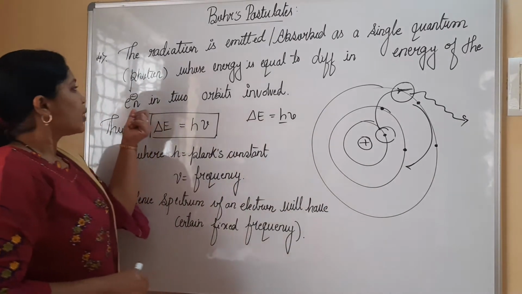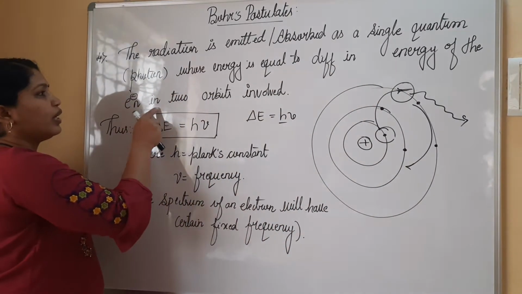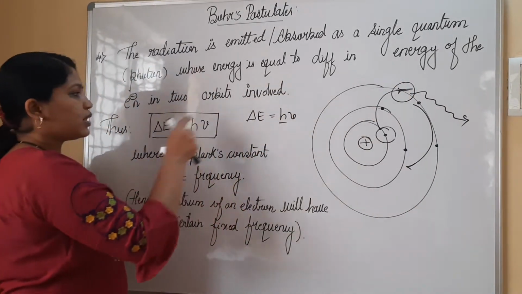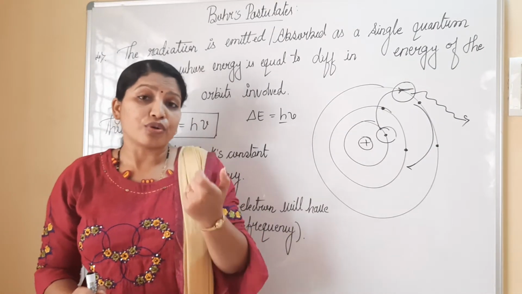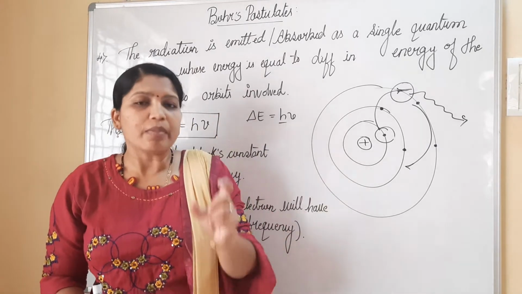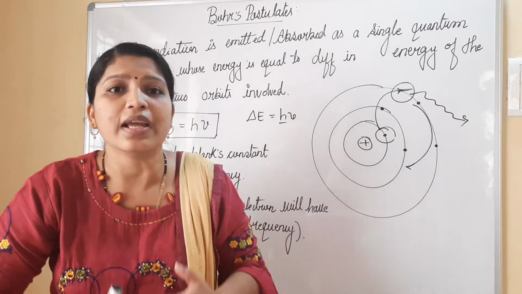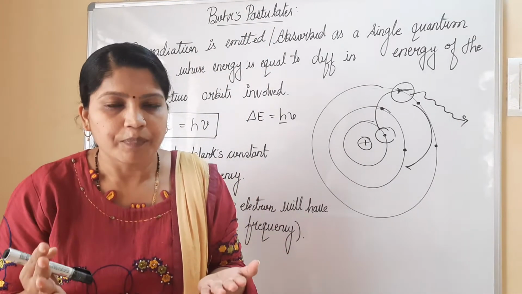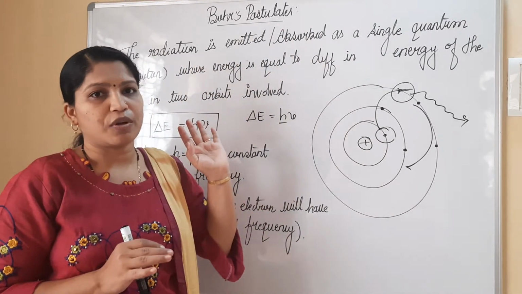Okay, now the difference in energy of the electron in two orbits, the first and the last, is given as delta E equal to h nu. One photon of energy, delta E equal to h nu, is the minimum amount of energy given to the electron which will be able to excite it to the first or a higher energy level. That is the meaning of this whole sentence given by Bohr.